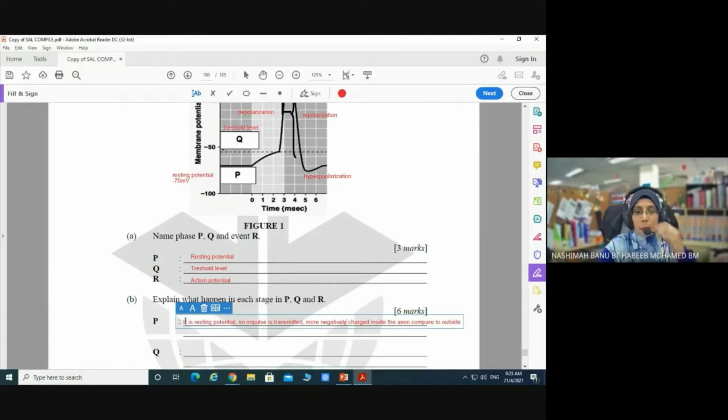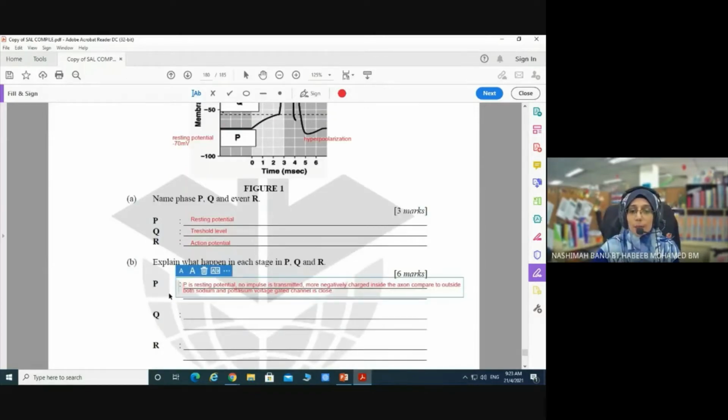Then why is it more negative inside the axon compared to outside? Due to both the sodium and potassium voltage gated channels being closed. Actually, if 6 marks is given, you can estimate that each part will be given about 2 marks. So now let's go for the second one.